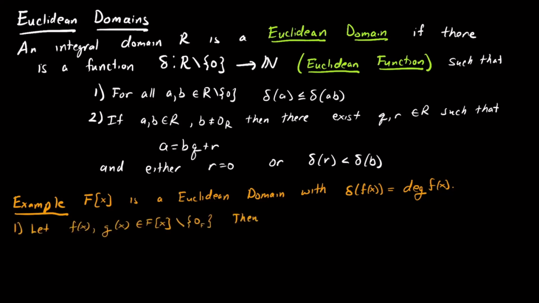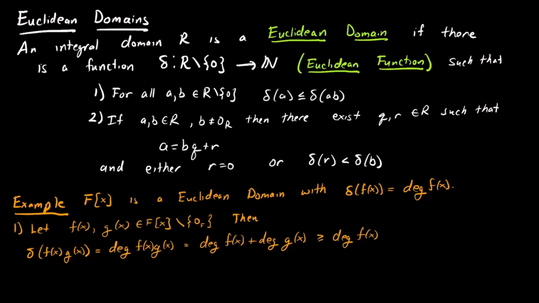So I'll take two non-zero polynomials, f(x) and g(x), in F[x], and what I'm going to notice is that delta of f(x) times g(x), well, that's just the degree of f(x) times g(x). I know that that's the degree of f(x) plus the degree of g(x), and that's greater than or equal to the degree of f(x) because the degree of g(x) is either 0 or larger. And then finally, I notice that this is just equal to delta of f(x). So I get that F[x] is a Euclidean domain as well.